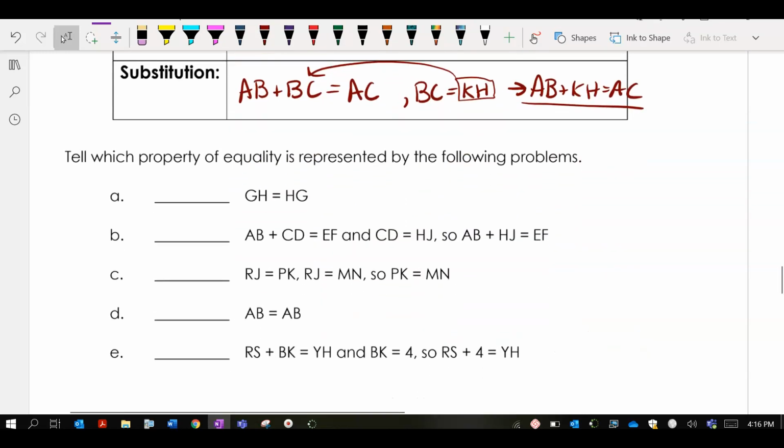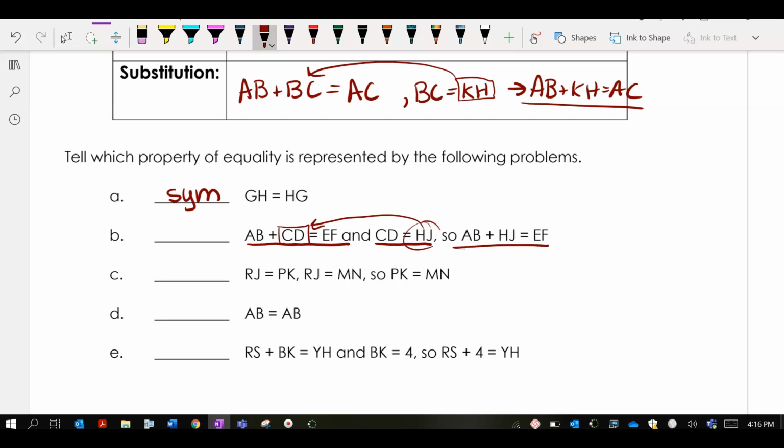All right, the next is a couple examples of filling them in. So if you'd like to pause and try doing them on your own and checking if they're right, that's a great way to practice. So the first one here, GH and HG, those switched, so that's symmetric. The next one, we have this statement, and then we also know that CD equals HJ, this CD here. I can plug in that HJ into here, so that is substitution. I'm just abbreviating it. I'm not writing the full word out.